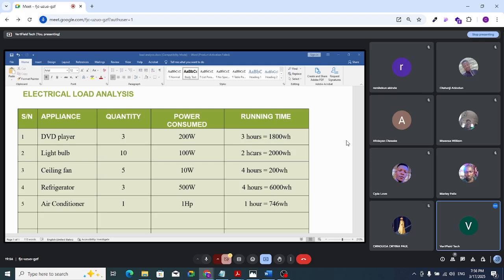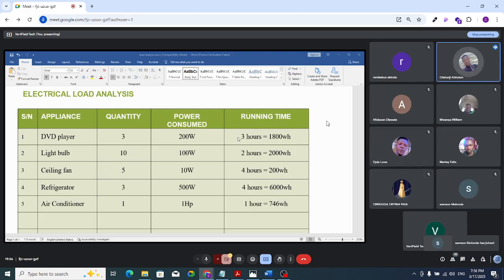So no one is writing, no one is calculating for us. All right. Can you hear me, please? Go ahead, sir. So the calculation I got, the only thing I am not getting is the air conditioner because it's rated in HP. But the rest is 810 watts. So the air conditioner is 746 watts. Okay, 746 watts.